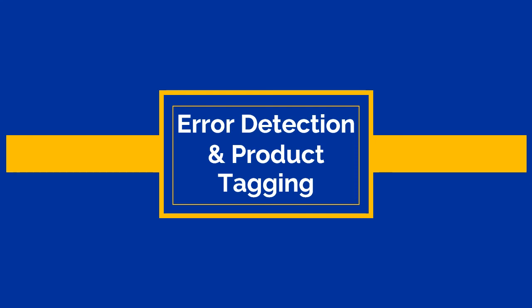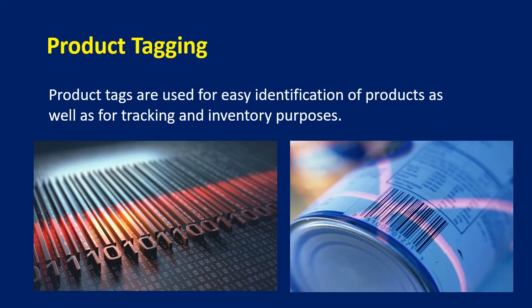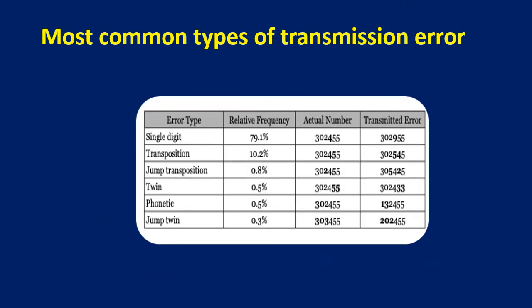Let's now go to error detection and product tagging. Product tagging is used for easy identification of products as well as for tracking and inventory purposes. You usually see this in grocery stores. The most common types of transmission errors would be single digit, like for example here, the 4 became 9.